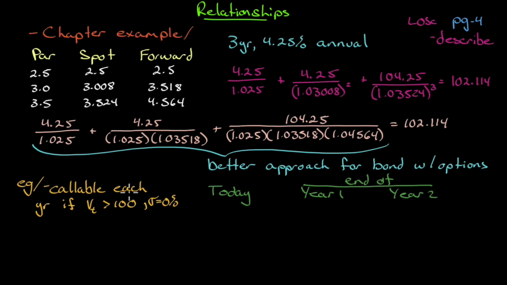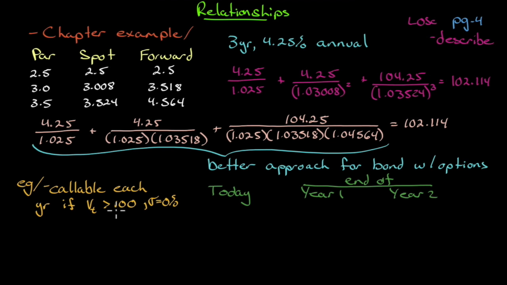So let's make this one callable now. This 3-year 4.25% annual bond. Let's make it callable, and we're going to assume zero volatility, which means we have a flat forward curve, and we will simply use the forward rates at each of the nodes. It's callable each year if the value at that particular year is greater than 100. So as soon as the option's in the money, it'll be called.